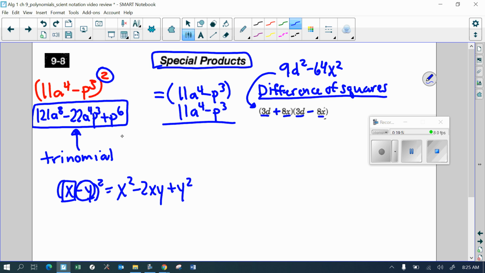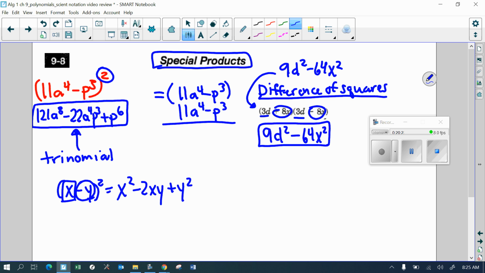I'm not going to sit there and multiply that out to show that. Okay, you've done that, and that'd be in a video, perhaps we're talking about it in class. I'm just going right to the answer. So when it's set up as a difference of squares like that, you want to just multiply the first two together, and you get your 9d squared. And you multiply the last two together, negative 64x squared, and there's my answer.